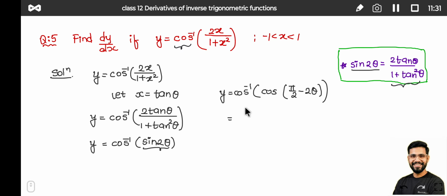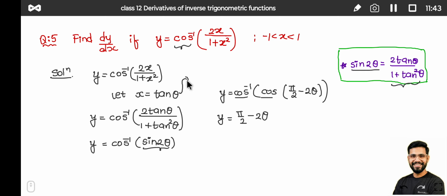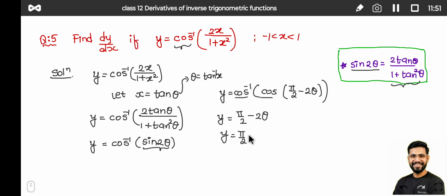Okay, so now we can cancel out this cos and cos inverse. So the answer will remain pi by 2 minus 2 theta. So replace the value of theta. Theta is nothing but, from here, the value of theta is tan inverse of x. So y is equal to pi by 2 minus 2 into tan inverse of x.